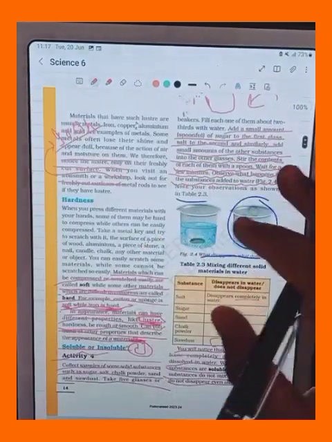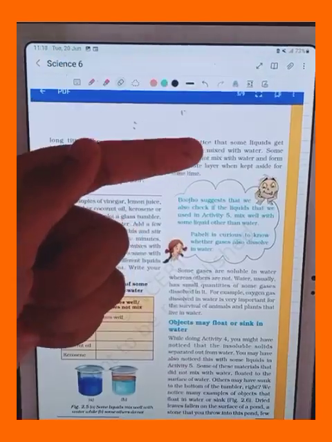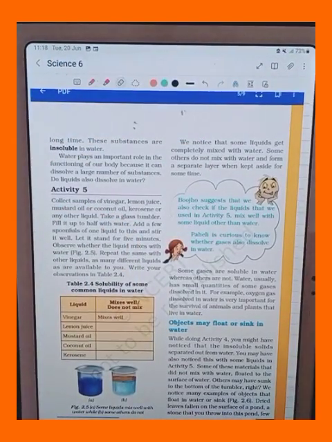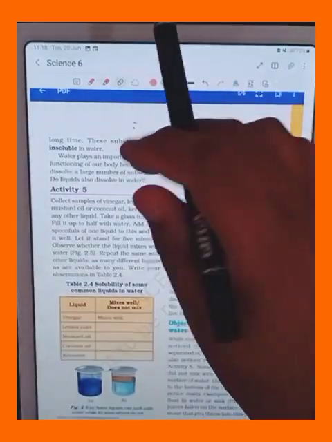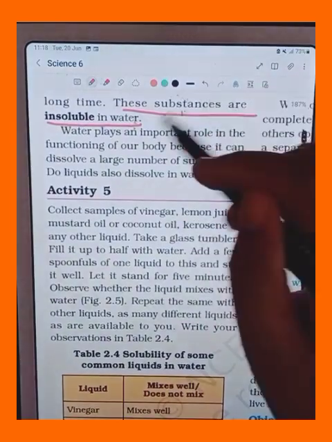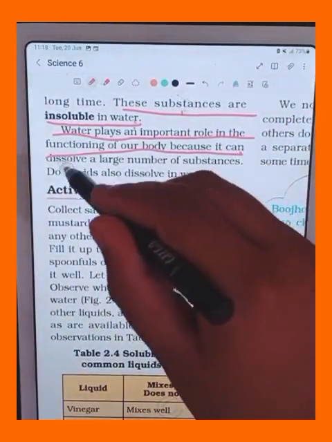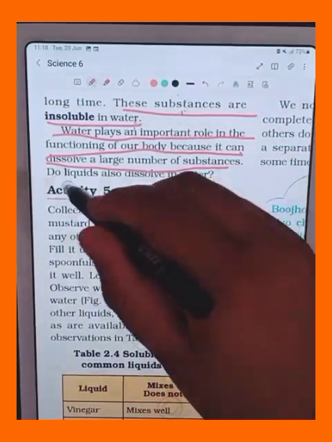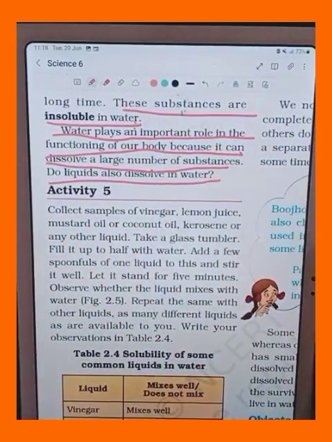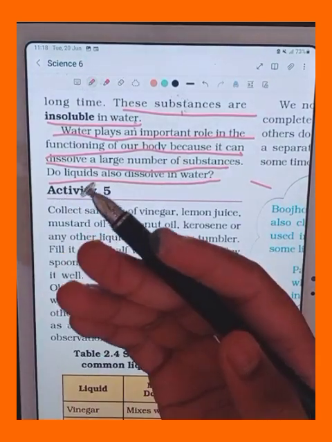So this have fill, select the next page in 3, 2, 1. Here we are in page number 15. So these substances are insoluble in water. Water plays an important role in the function of the body because it can dissolve a large number of substances. Liquids are dissolved in water. So when you add lemon juice, it also dissolves. But when you add oil, oil has less density than water, so it floats.